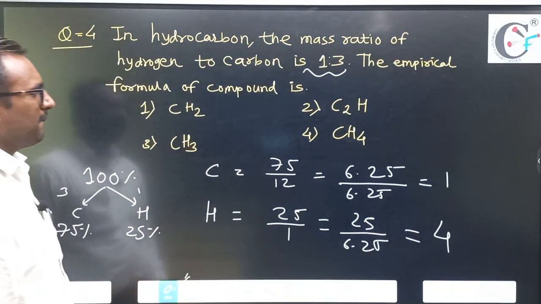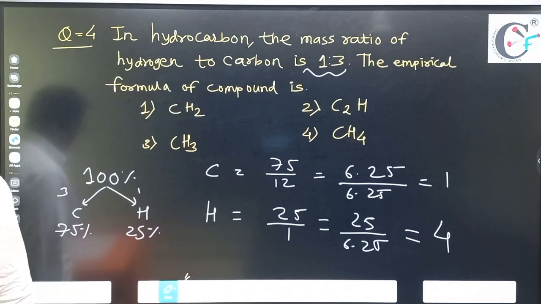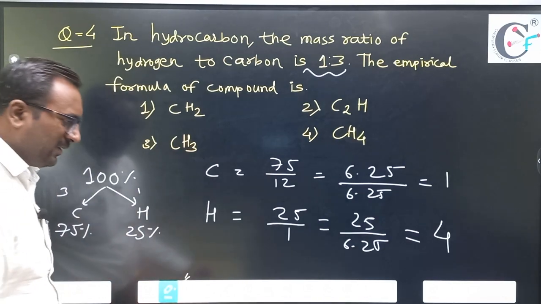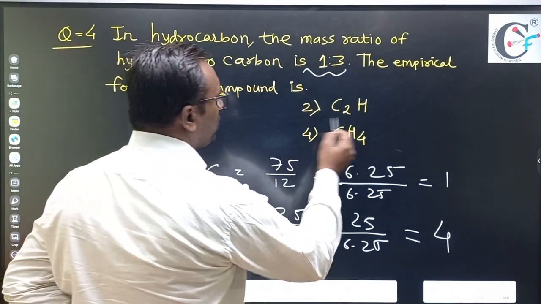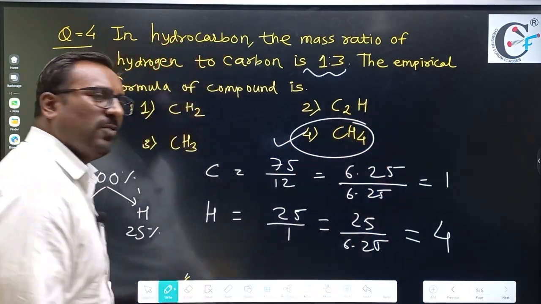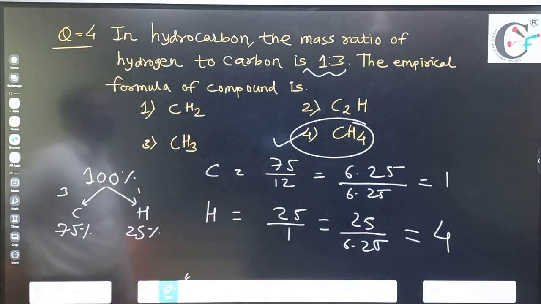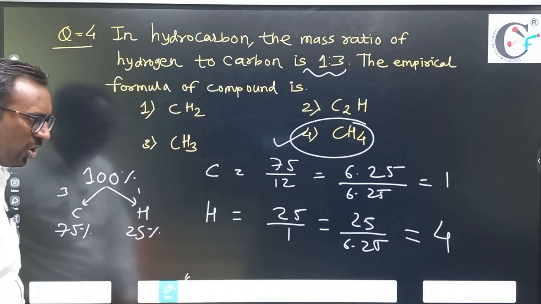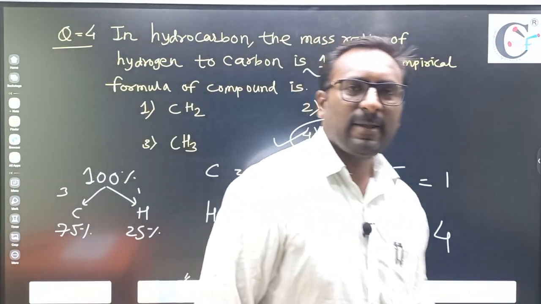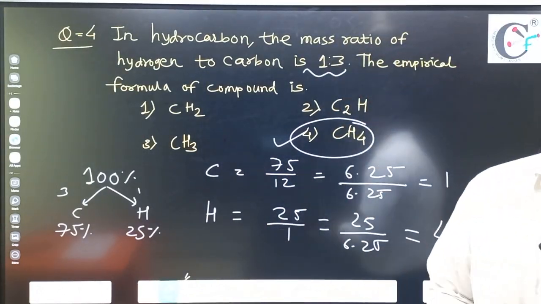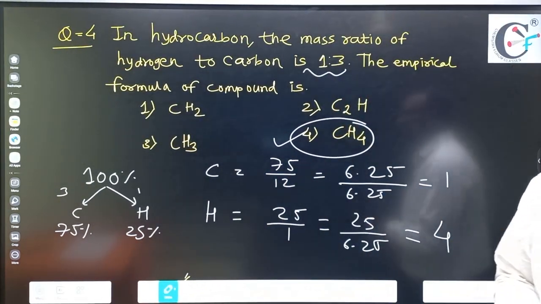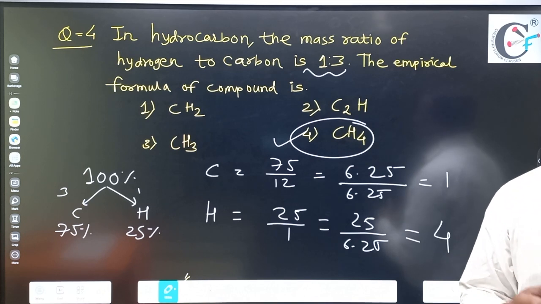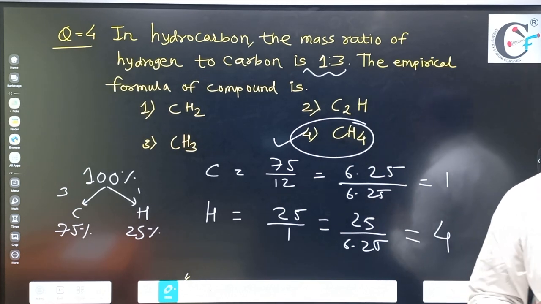So, what happened? Option CH4 will be correct. So, your answer will be CH4. CH4 is the empirical formula of that compound. So, in this way we can solve such type of problem. The mass percent will be given to you and we have to convert this mass percent into empirical formula and empirical formula into molecular formula. Thank you very much.